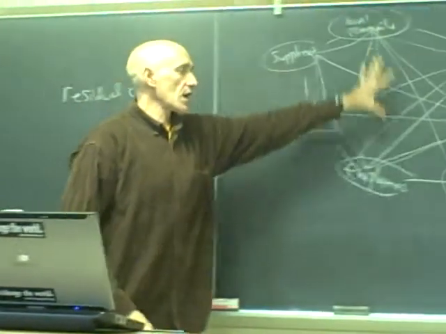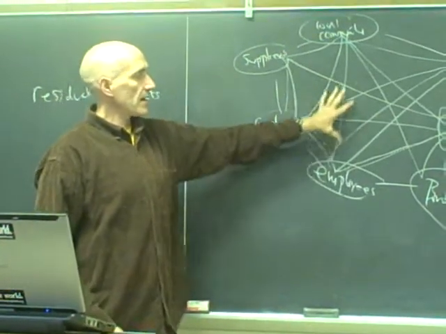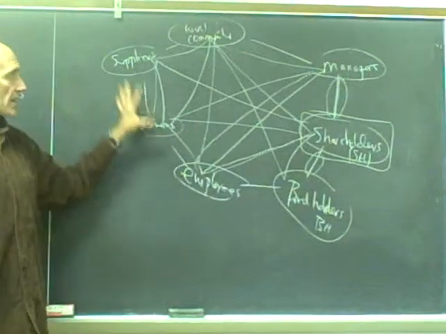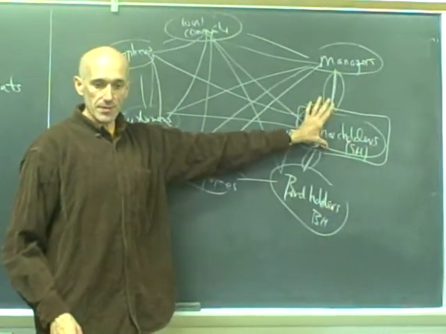Now, we will talk a lot more about this in upcoming classes. The key thing here to take away, Nexus of Contracts says that a firm is made up of contracts between many different stakeholders. Shareholders are going to be the most important group.